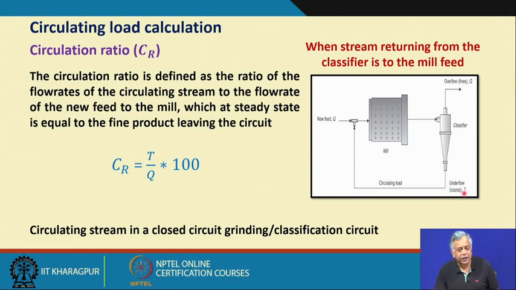That is the capital T, and what is the fresh feed? The fresh feed to the mill is Q. So that is the new feed or the fresh feed. So it is T by Q into 100. CR is the ratio between the circulating load and the fresh load, that is T by Q into 100. So that is the circulating stream in a closed circuit grinding and classification circuit, as shown here.